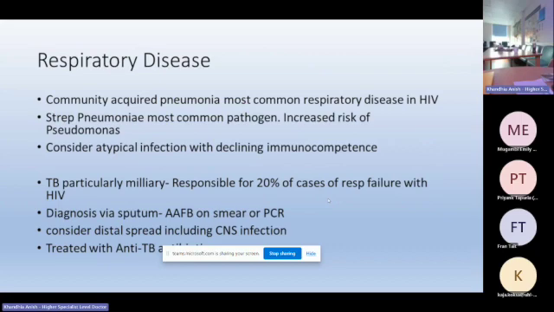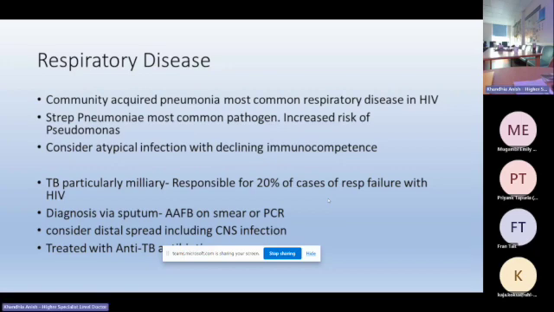So when we look at respiratory disease, community-acquired pneumonia and respiratory failure are by far the most common. It's normally our standard pathogens, things like Strep pneumoniae. However, we also need to think about other pathogens like Pseudomonas, as they're less immune competent. Typically, as your immunocompetence drops, you increase your risk of atypical infection as well. That all needs to be borne in mind, and those are things like chlamydial pneumonia.